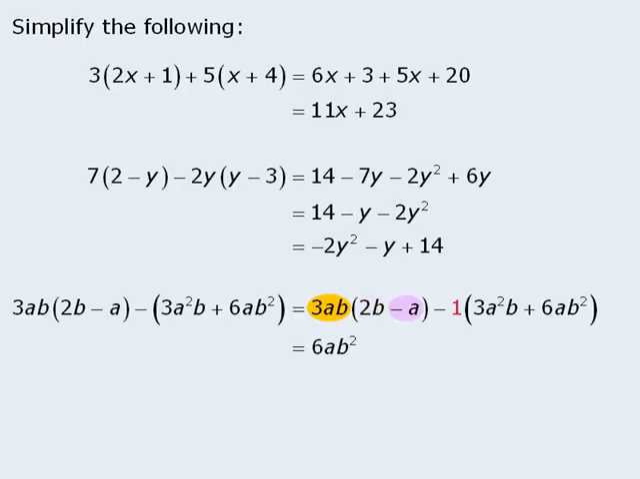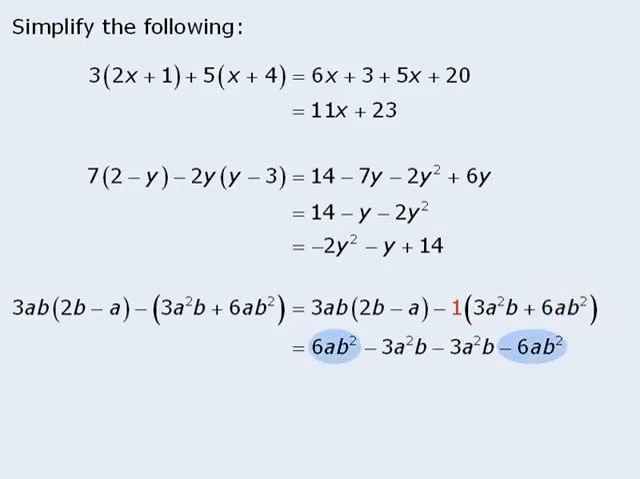Then we'll multiply 3ab times negative a to get negative, or minus, 3a squared b. From here, we'll multiply negative 1 by 3a squared b to get negative, or minus, 3a squared b. And finally, we'll multiply negative 1 by positive 6ab squared to get minus, or negative, 6ab squared. From here, we can simplify.